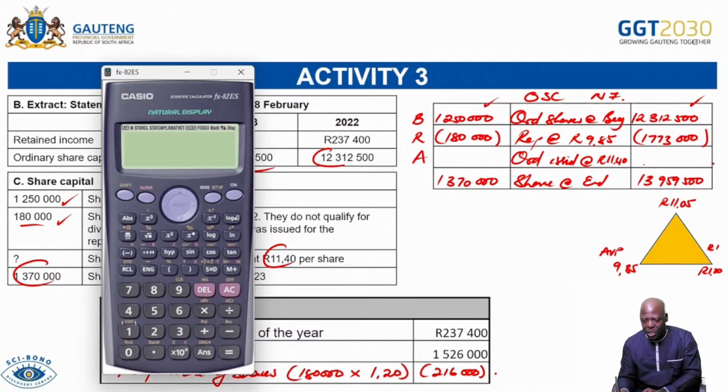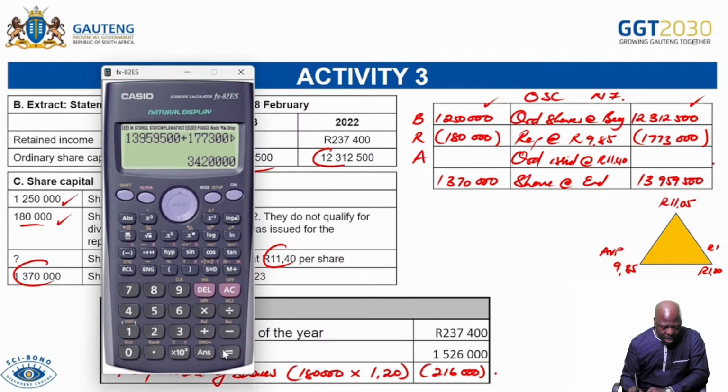So if I'm to get that question mark, I can do the bottom up calculation. Remember, starting from the bottom, we go up. So I'm going to have my 13,959,500. And I'm going to say now plus 1,773,000, like that. And then I'm going to say minus the 12,312,500. And that is going to give me 3,420,000. So I'm going to come here.